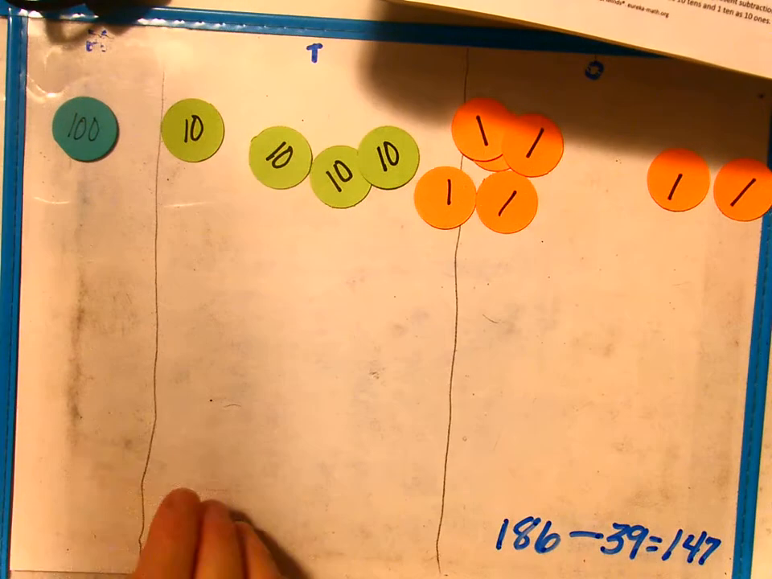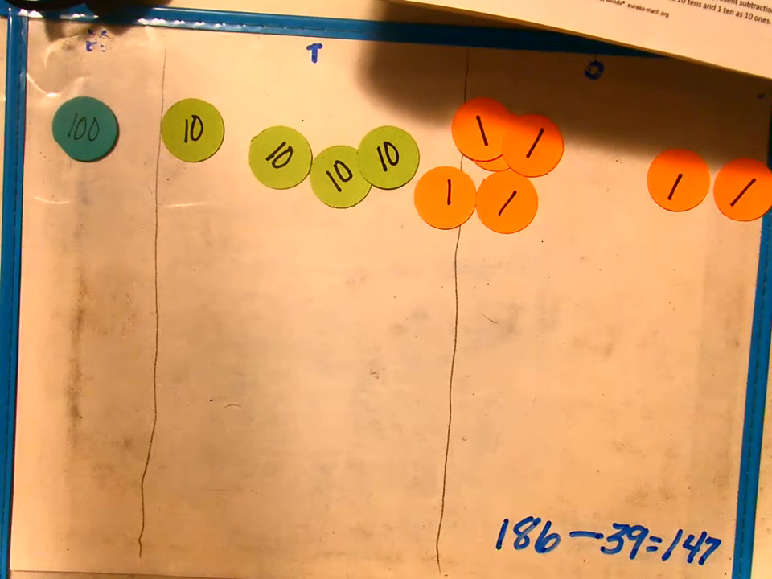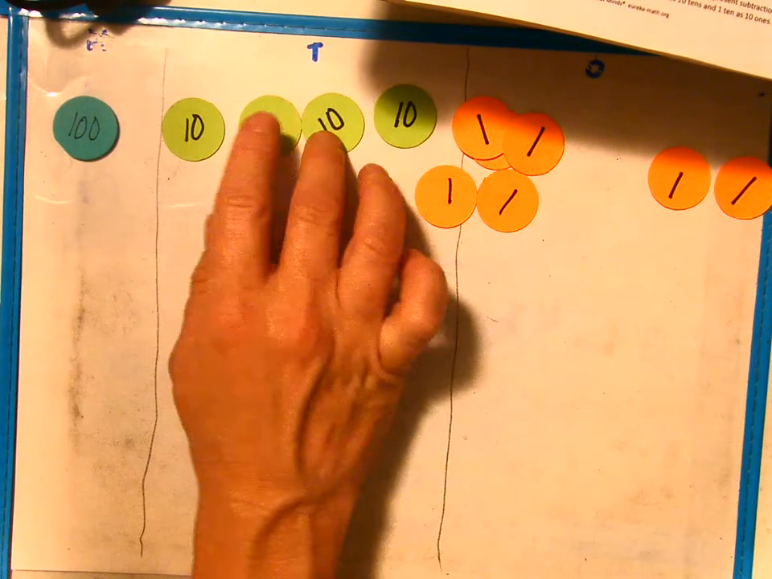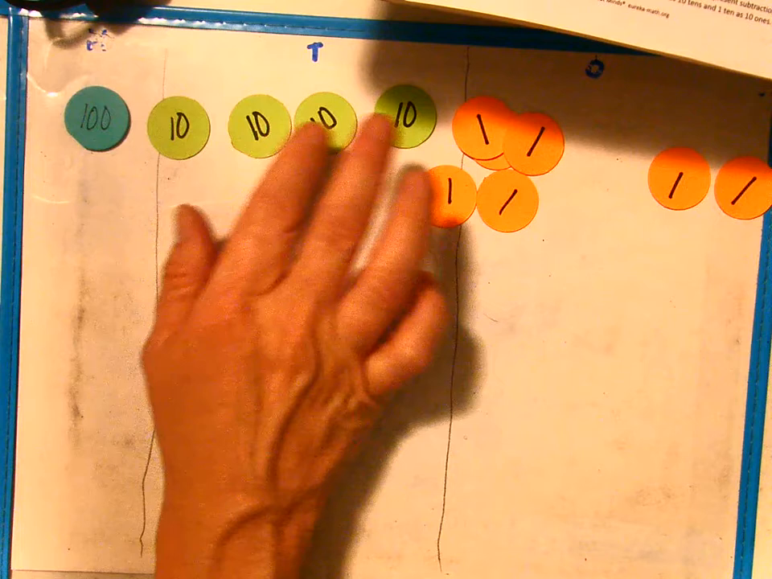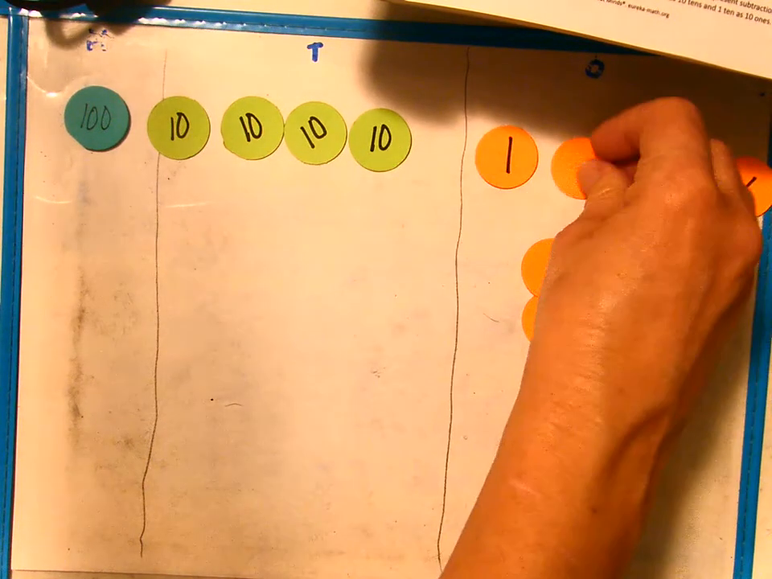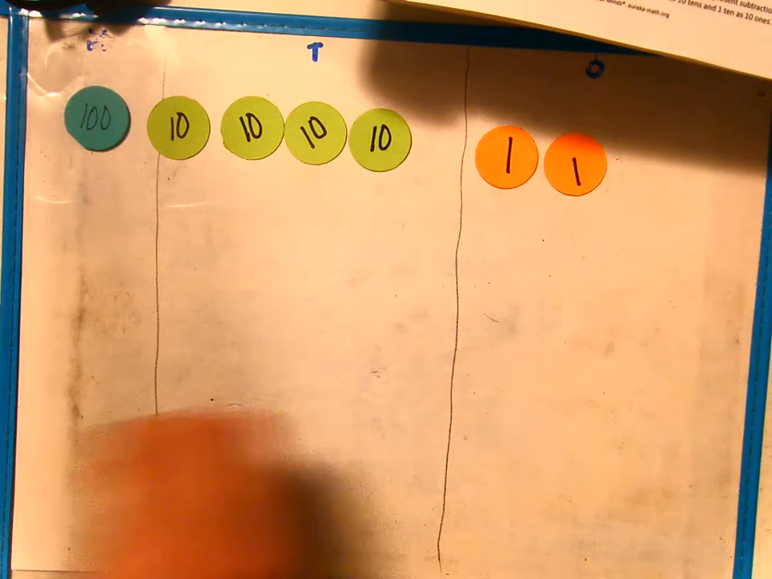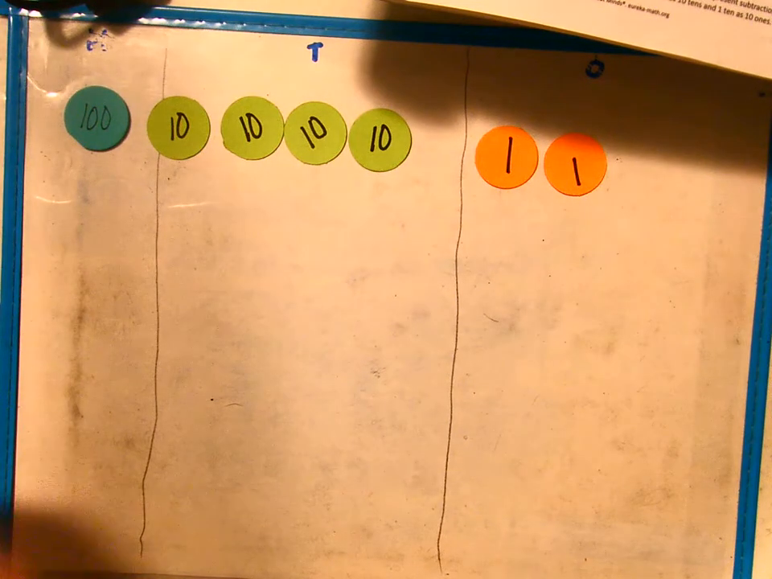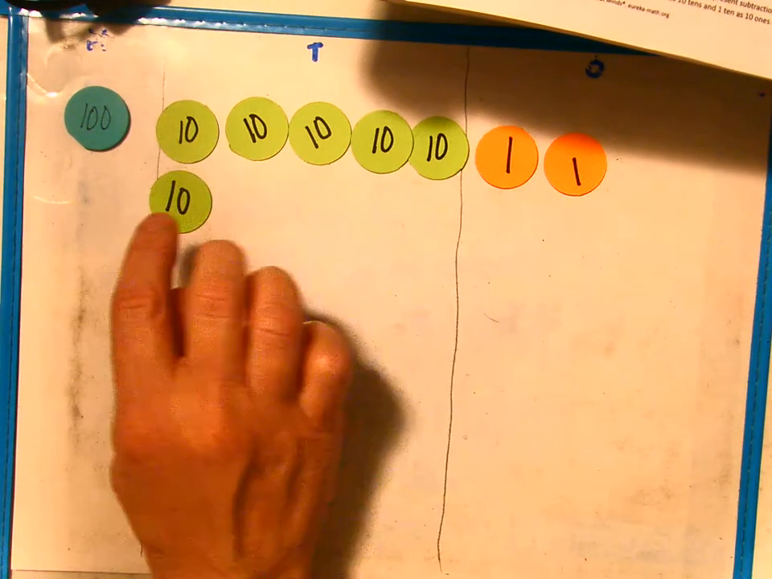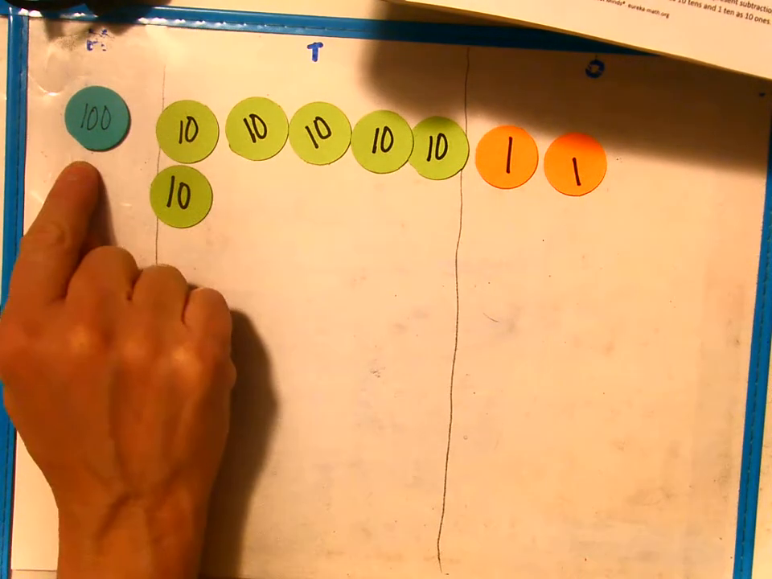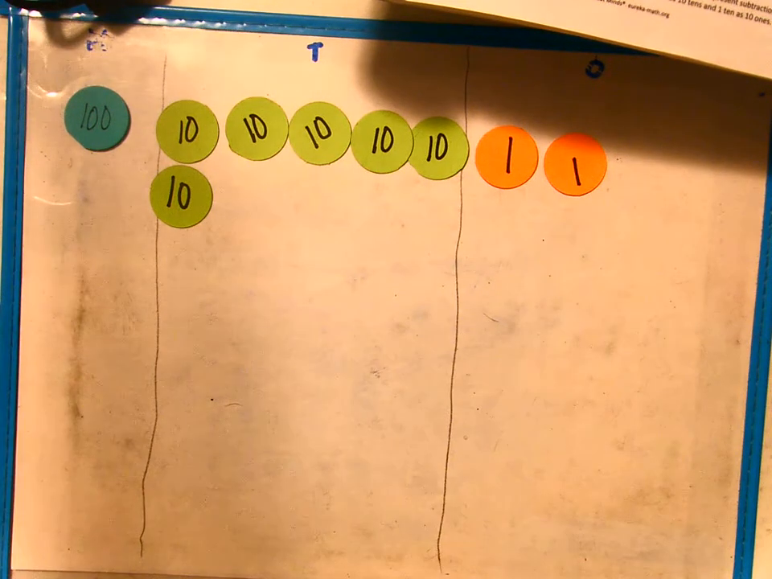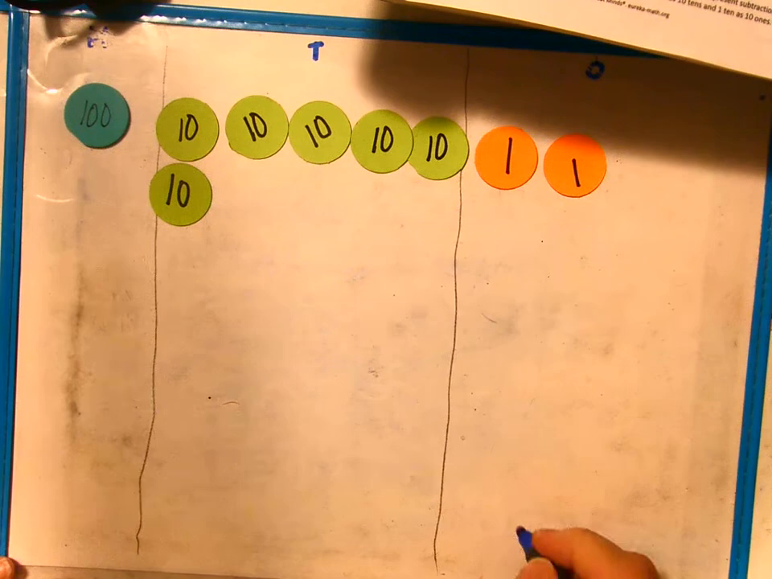2 more on this page. We're going to do 162. I'm going to go ahead and leave. I have 100, 4, 5, 6. There we go. So 162, and we're going to take away 85.